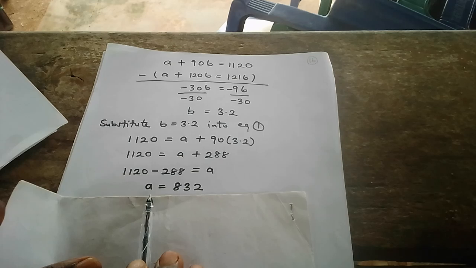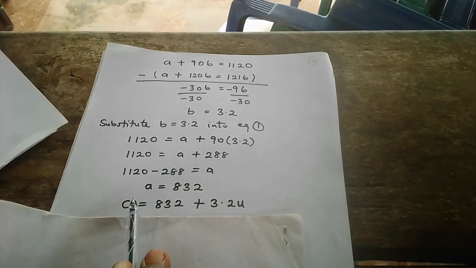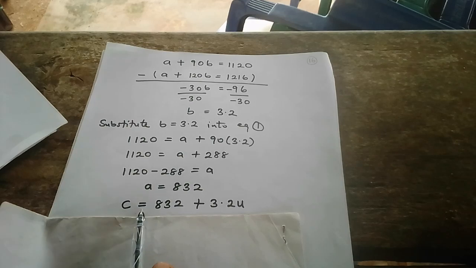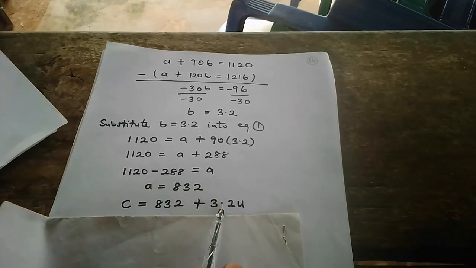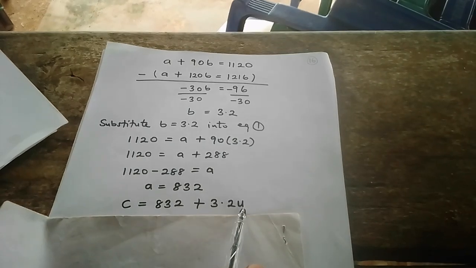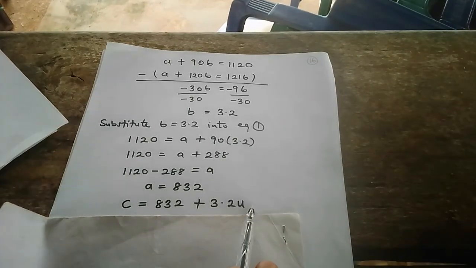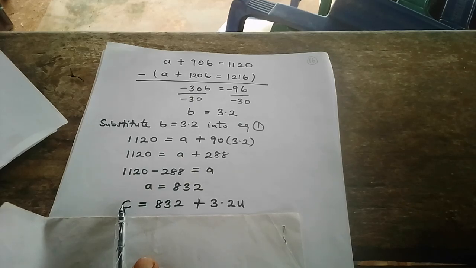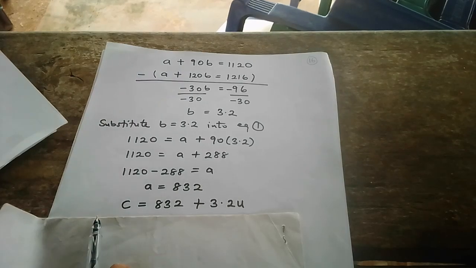So from here, you can now substitute into the equation. So our C is equal to a, which is taken to be 832, plus b, which is 3.2, U. So this is the relationship that connects C and U, the cost of telephone call and the number of units. So this serves as the formula for this particular variation.